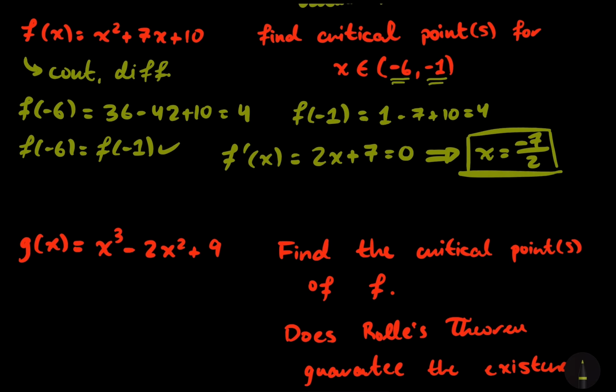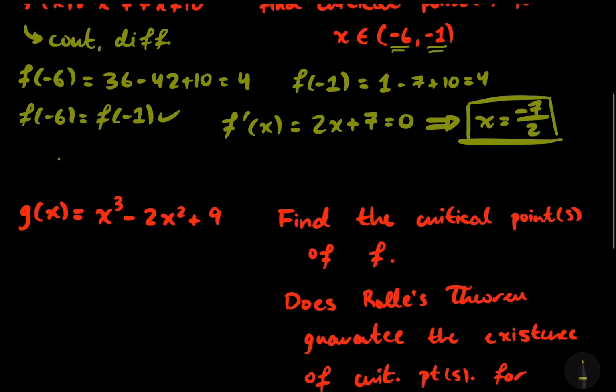And we can actually verify that this critical point is within our interval, right? Because -7 over 2, that's around -3.5, and that is, as a matter of fact, located within the interval -6 to -1. And so Rolle's theorem does in fact hold true, and this is how we would be able to apply it.